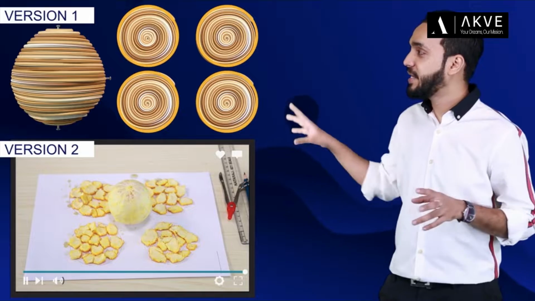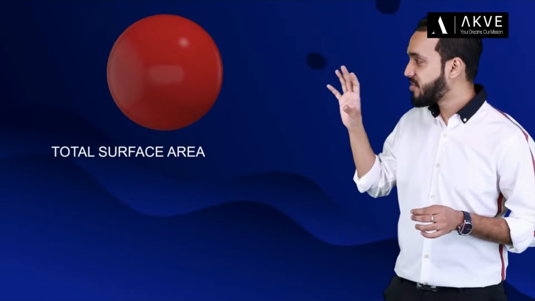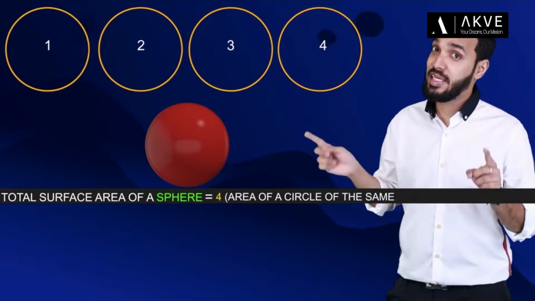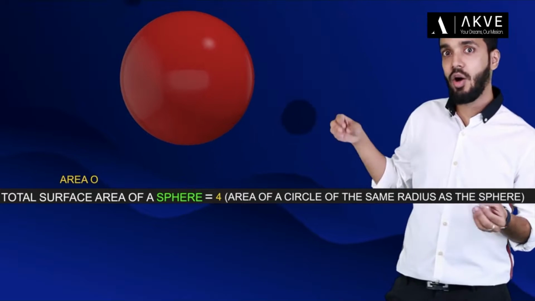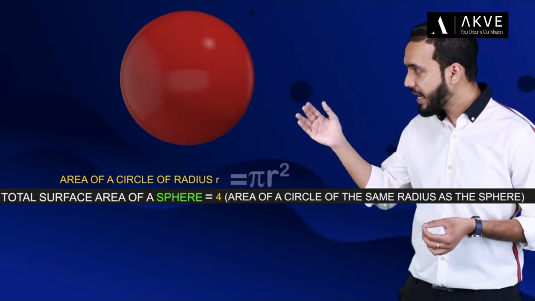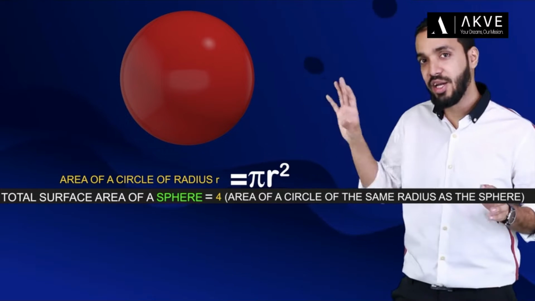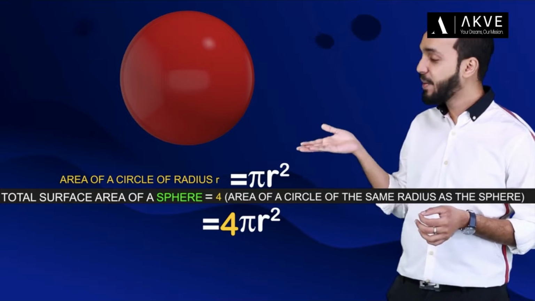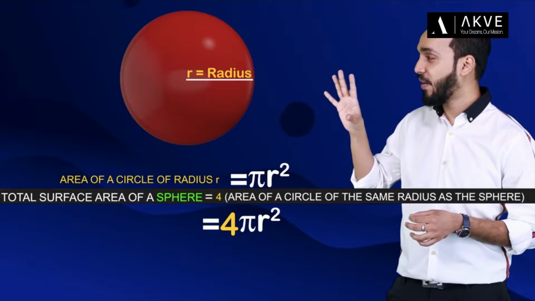And now that we have seen 2 versions of the same idea, we can be 100% sure that the total surface area of a sphere is 4 times the area of a circle with the same radius as the sphere. And the area of a circle of radius r is just pi r squared. So, the total surface area of a sphere is 4 times pi r squared, which is 4 pi r squared. Here, r is also the radius of the sphere.